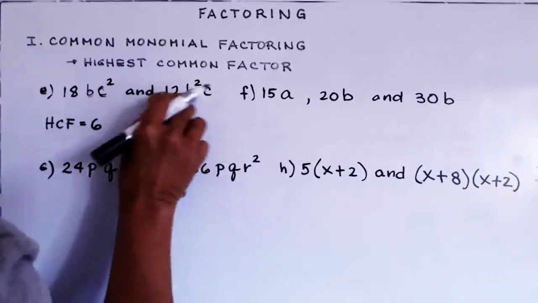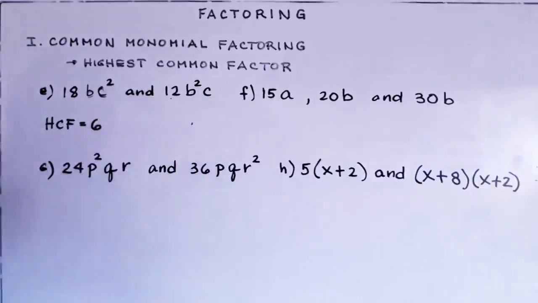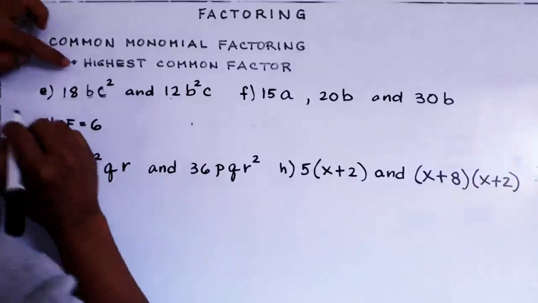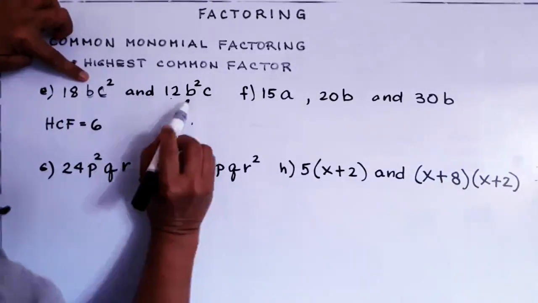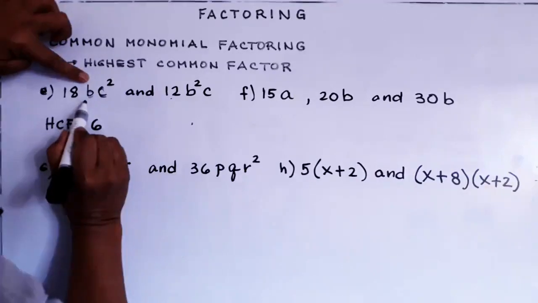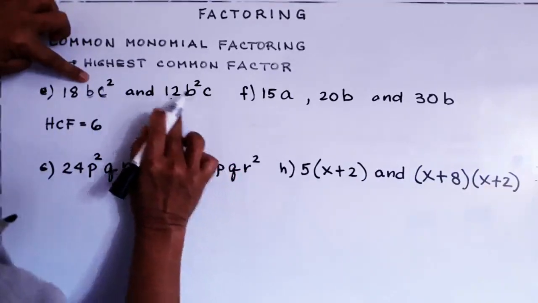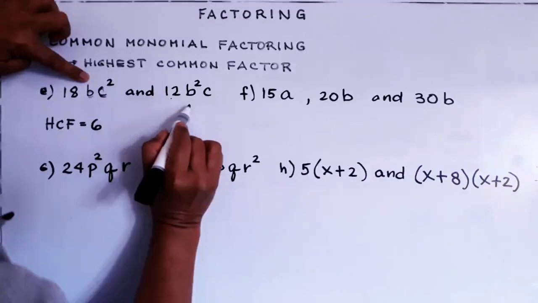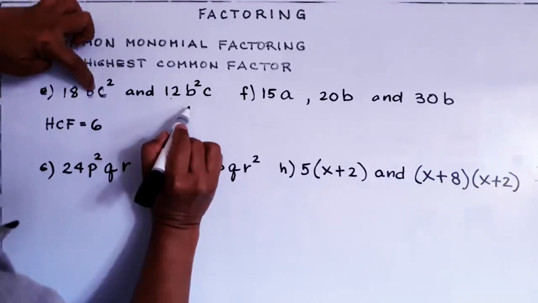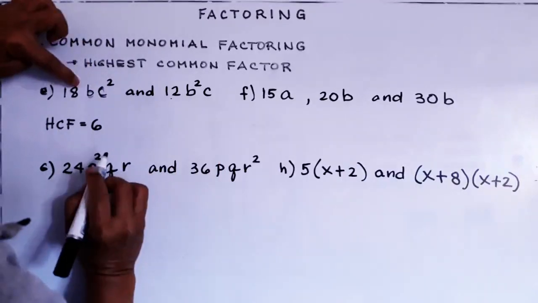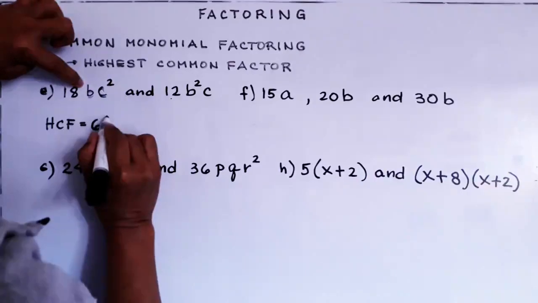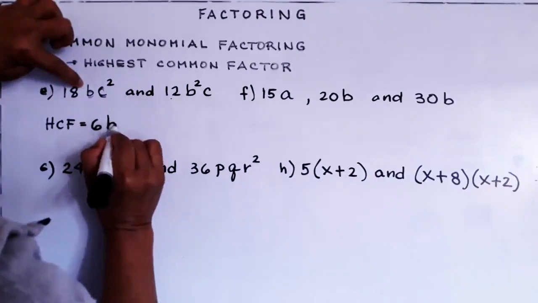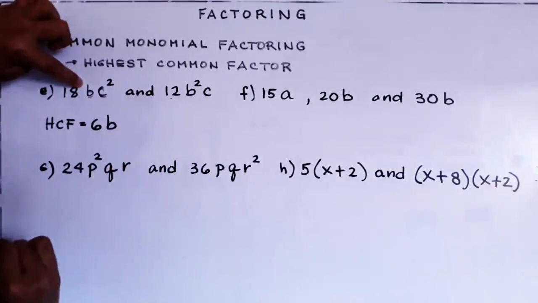Let's erase this one. Let's have the B. We have a B there. So we have one B here and we have two B's there. We have B and B. So choose the one that has the lowest exponent. The exponent of this one is 1. So you choose this one. So you write B because they have both B. But choose the lower exponent. So choose B to the first power.